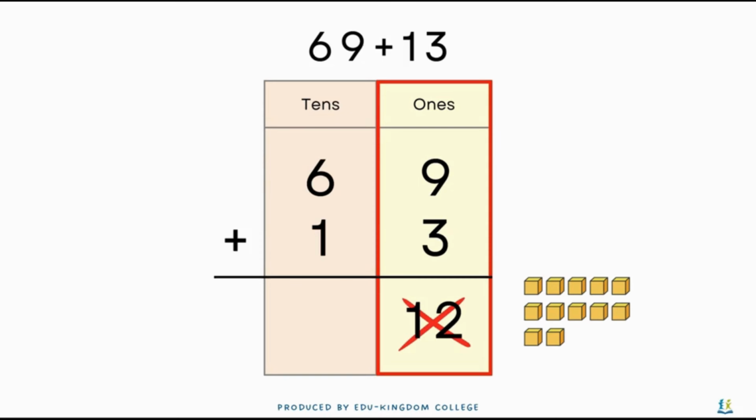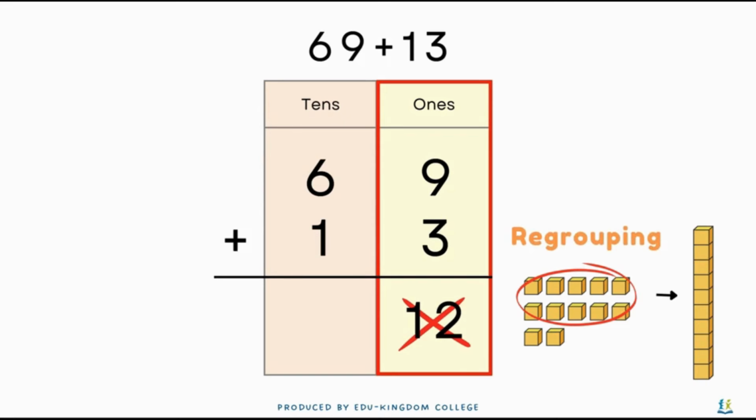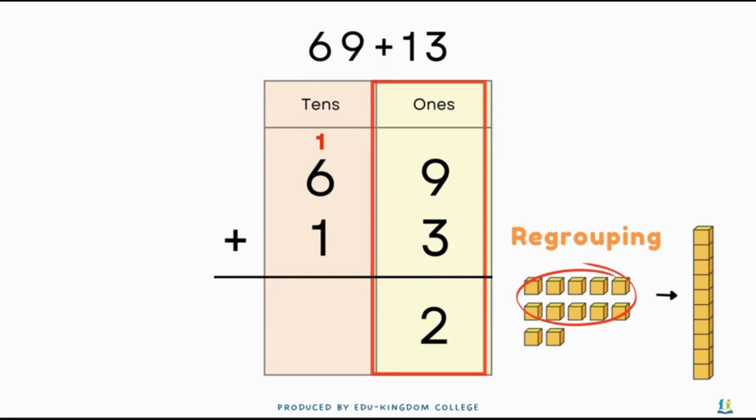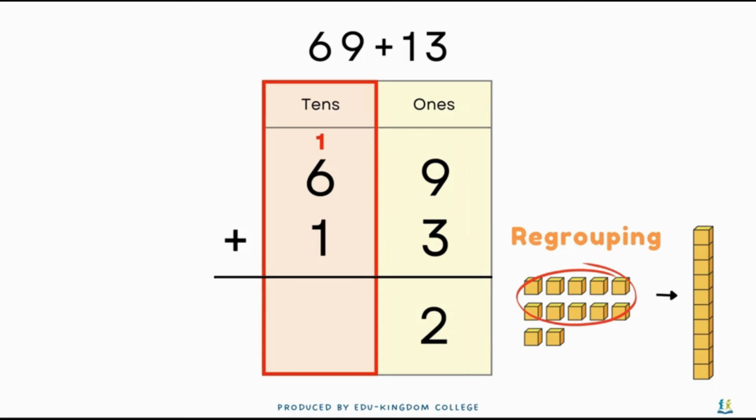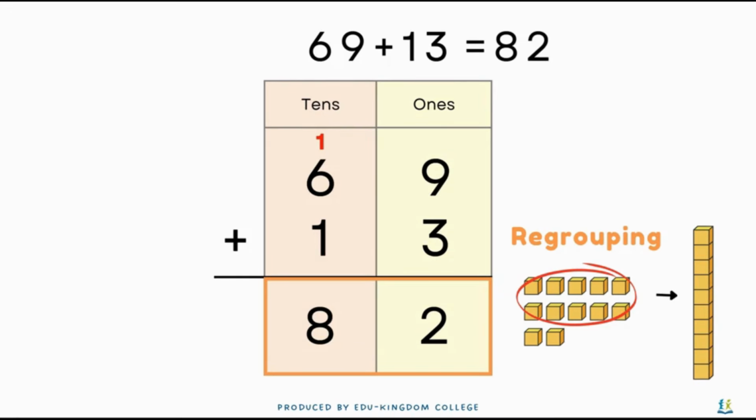Let's have a look at this. The 12 blocks right here. If you realize, 10 of those blocks can actually turn into a strip, which is the same as 1 ten. This is called regrouping. How we're going to write this in a column addition is that I'm going to put the remainder 2 from the ones, and I'm going to regroup the tens and put 1 in the tens place. Now I'm going to move on to the tens place and add them all together. I now have 6 plus 1 plus an extra 1 from the regrouping. That would give us 8. This gives us an answer of 8 tens and 2 ones, which is the same as 82.